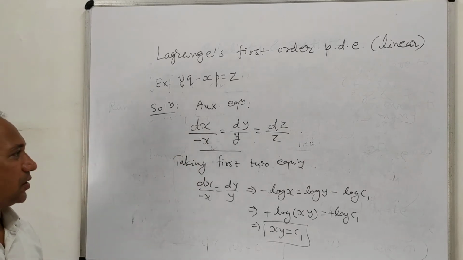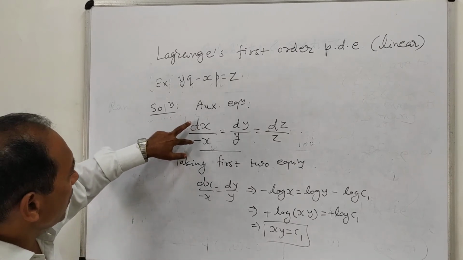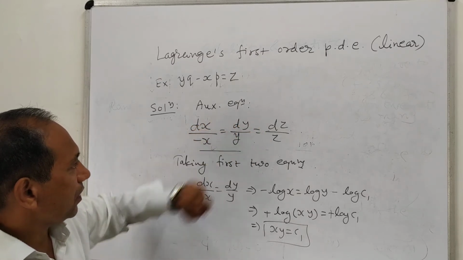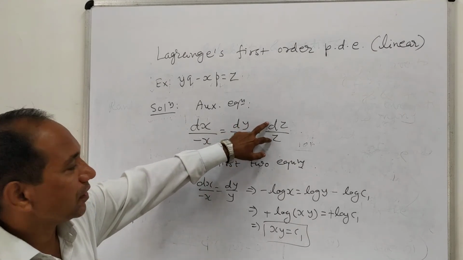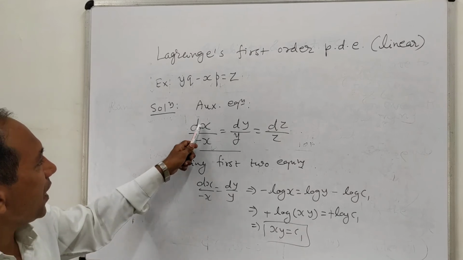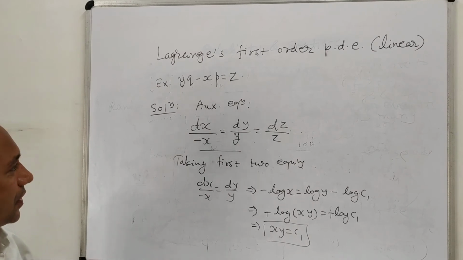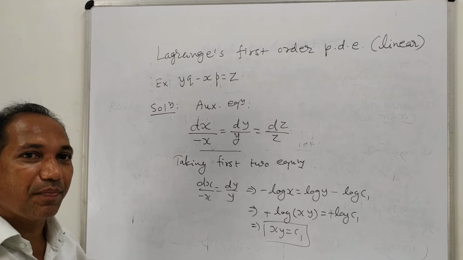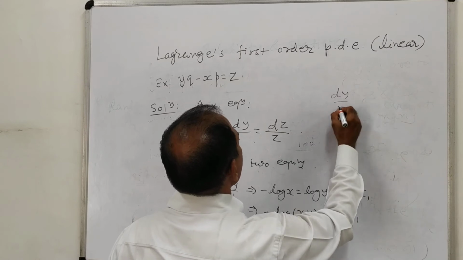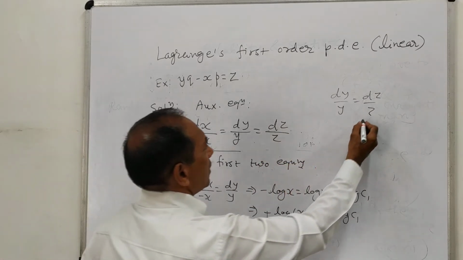Now we go for the second solution. For the second solution, we will consider another pair. We can take here, we will see the possibilities, dx upon minus x and dz upon z. Yes, we can take this pair. We can also take this pair, dy upon y, dz upon z. So here, if we take any pair dx and dz or dy and dz, then also the integration will be very easy for us. So whenever we consider a pair, then integration should also be possible. So suppose we will consider dy upon y equal to dz upon z. If you want, you can consider this pair also, but we are considering this pair.